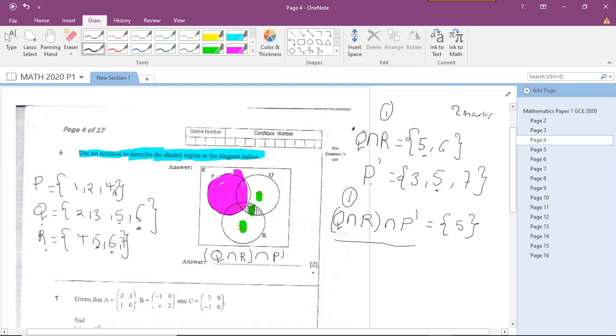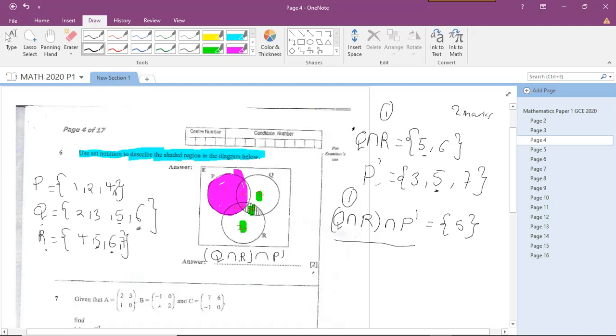Now that we have set P complement, we can intersect it with set Q intersection R to get rid of the 6. So what is Q intersection R intersection P complement? There's a 5 there, there's a 5 there, which is 5. And that's the shaded region that the examiner wants. Meaning the answer will be Q intersection R, close brackets, intersection P complement.